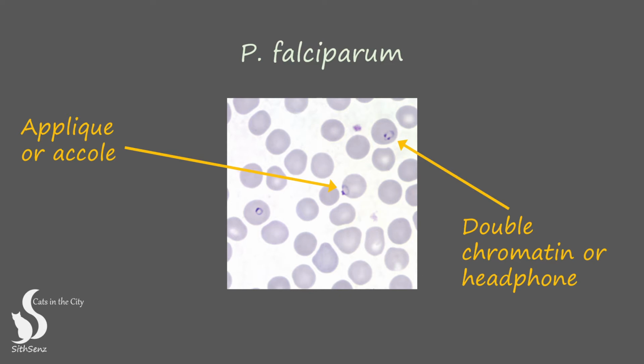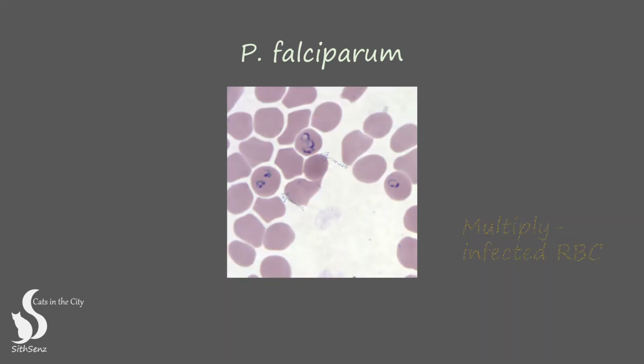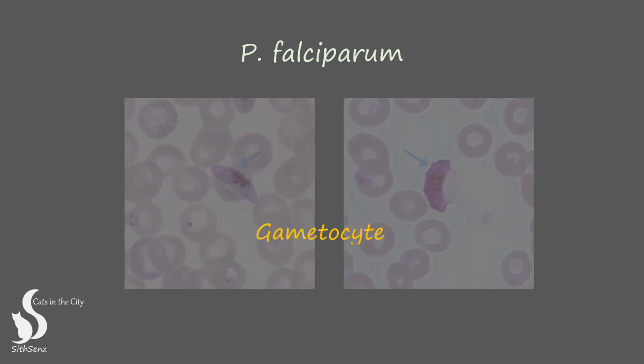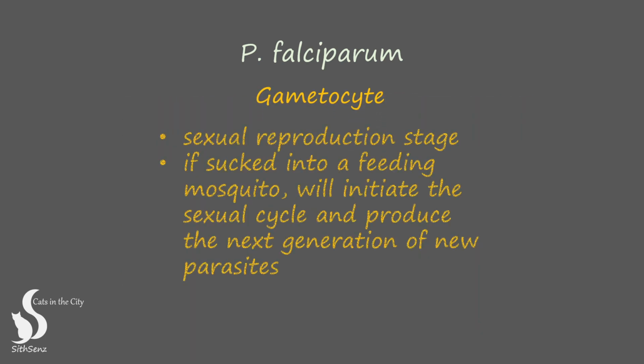You should also notice that the size of the RBCs are similar in both infected and non-infected RBCs. Are there any other specific characteristics? Yes. In Plasmodium falciparum infection, you will almost always see RBCs infected by multiple trophozoites. This is one of the reasons why Plasmodium falciparum infection usually causes high parasitemia. What is this banana-shaped cell in your notes? This is the gametocyte. FYI, this is the most specific characteristic of Plasmodium falciparum. So if I see a banana-shaped gametocyte, the infection has to be Plasmodium falciparum? Correct. I remember from our microbiology class, gametocyte is the sexual reproduction stage. Yes, you are right. If it is sucked up by a feeding mosquito, it will initiate the sexual cycle and produce the next generation of new parasites.